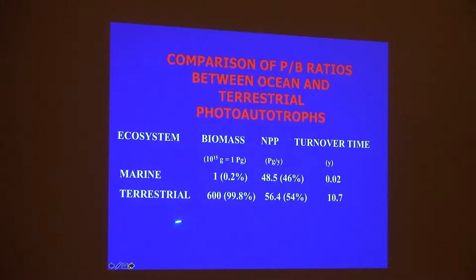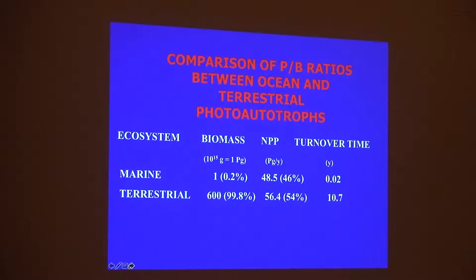On land, you have 600 petagrams of carbon. It's about 99.8%. Most of it is obviously wood. So maybe I'm being a little unfair, but that's the way it is. I count it as live. It has a net productivity of around 54%, 56.4 petagrams. Conveniently adding up, most of this adds up to about 100 and something. And it has a turnover time of about a decade. Now, how am I doing? I still have 10 minutes.